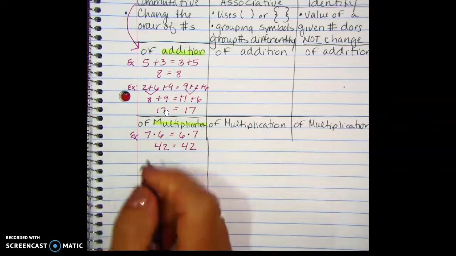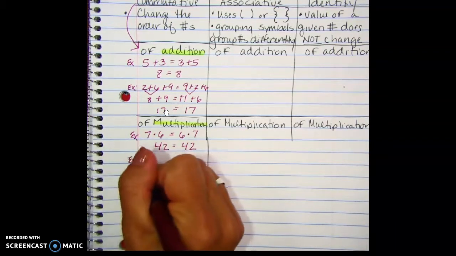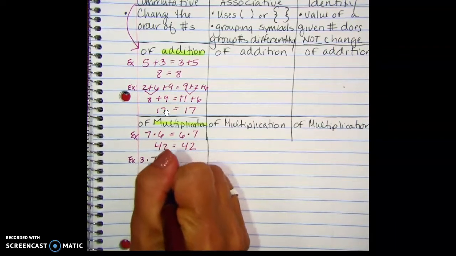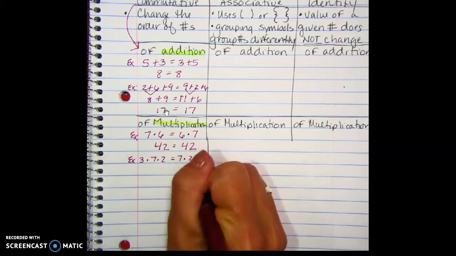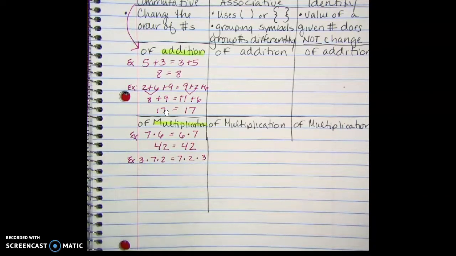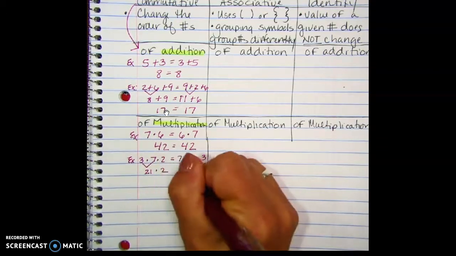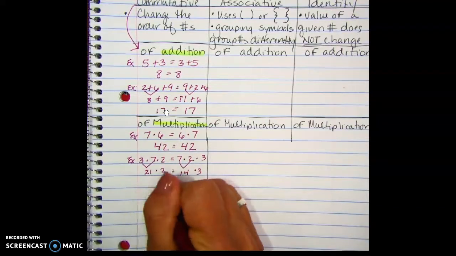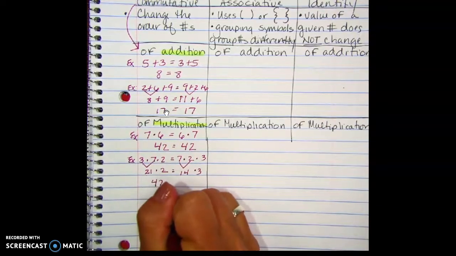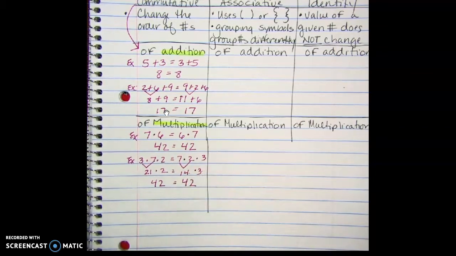Now, we're going to extend this here. Okay. How about another example? What if we have 3 factors? So we have 3 times 7 times 2. Does it equal 7 times 2 times 3? Let's find out. This is 21 times 2. This is 14 times 3. 2 times 21 is 42, and 14 times 3 is 42. Hey, we just proved that one as well.